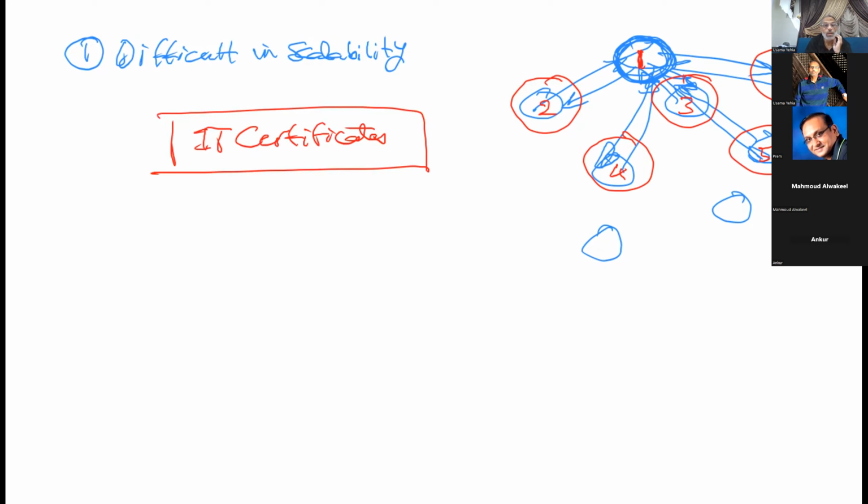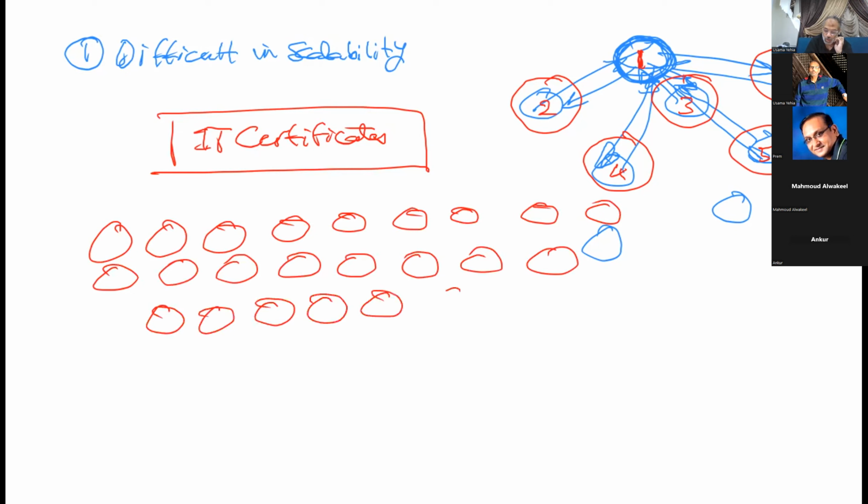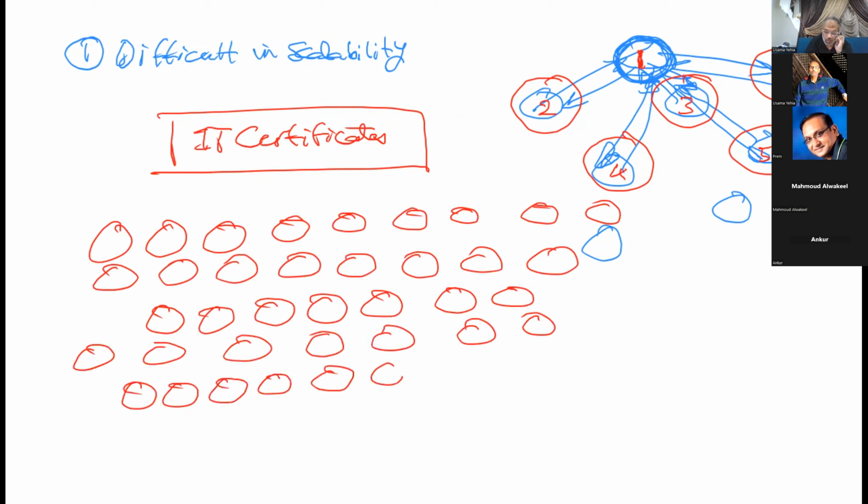This means that my keys for users will be very huge, and it will not be possible to manage it. No way. How can I manage keys for 100 or 200 or 300 or 400? Then the key management will be very difficult in scalability. As my customers increase, the number of keys increases, and the key management will be very difficult. This is difficulty number one.